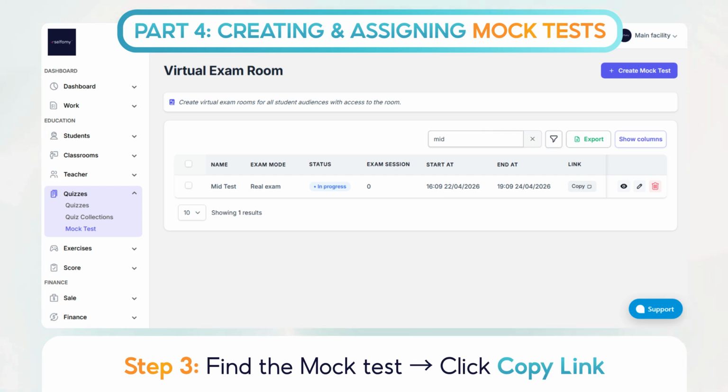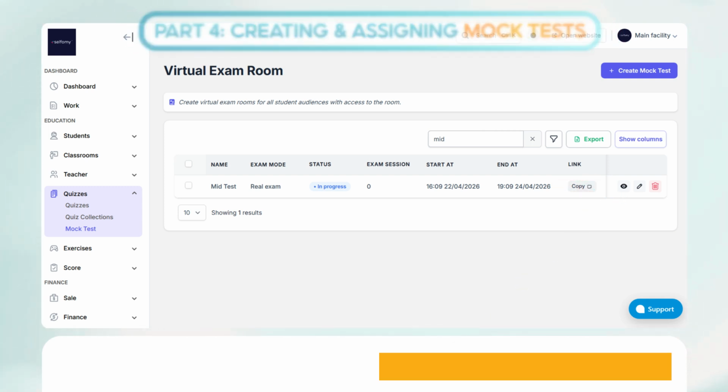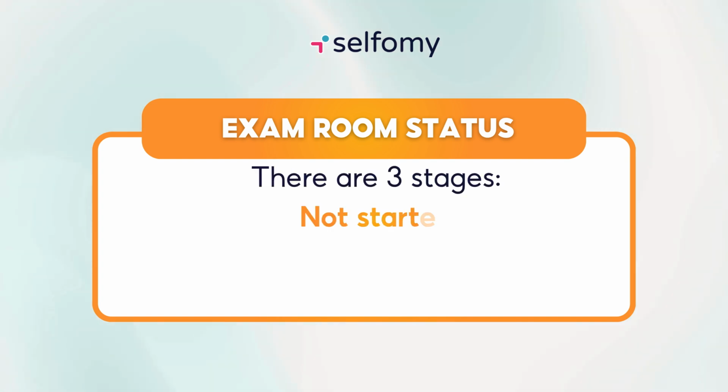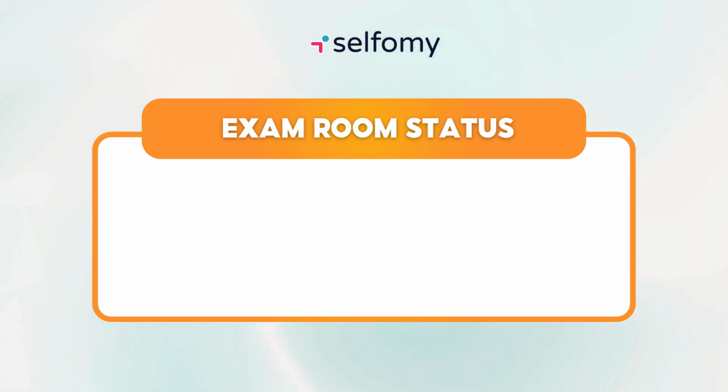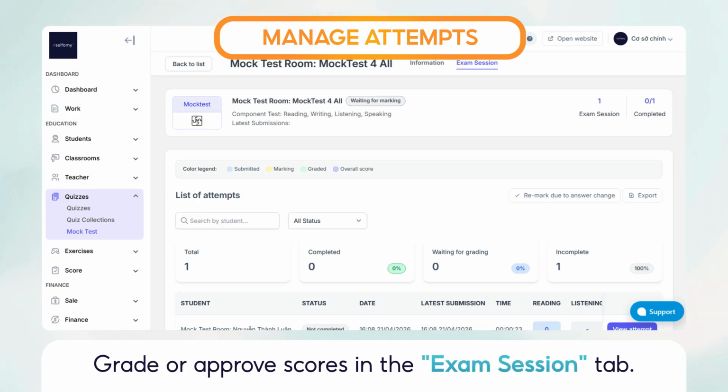Step 3. Find the exam room you just created, copy the link, and send it to students so they can join the test. Regarding exam room status, there are 3 stages: not started, in progress, and completed. To manage attempts, all student submissions are displayed in real time. Teachers can review, grade, or approve results directly in the Attempts section.